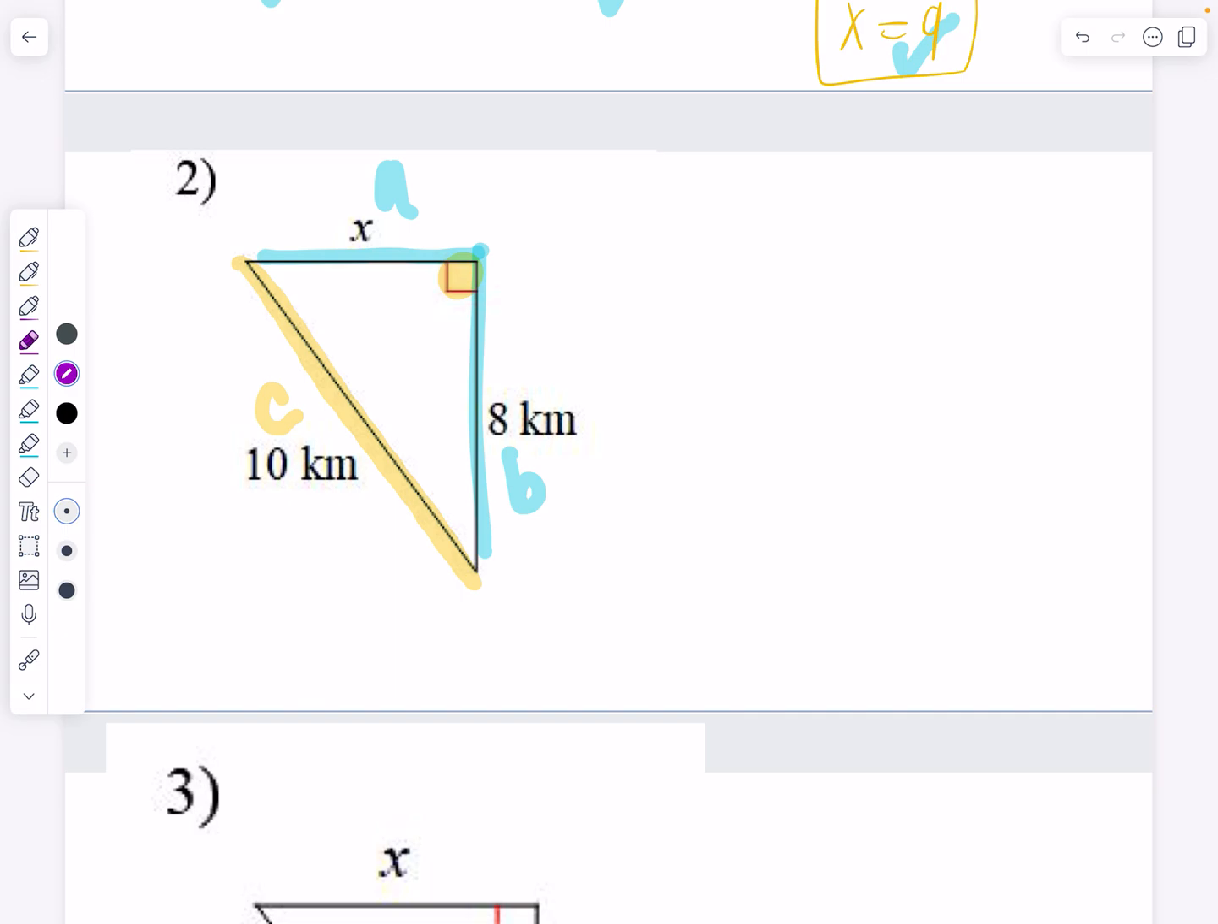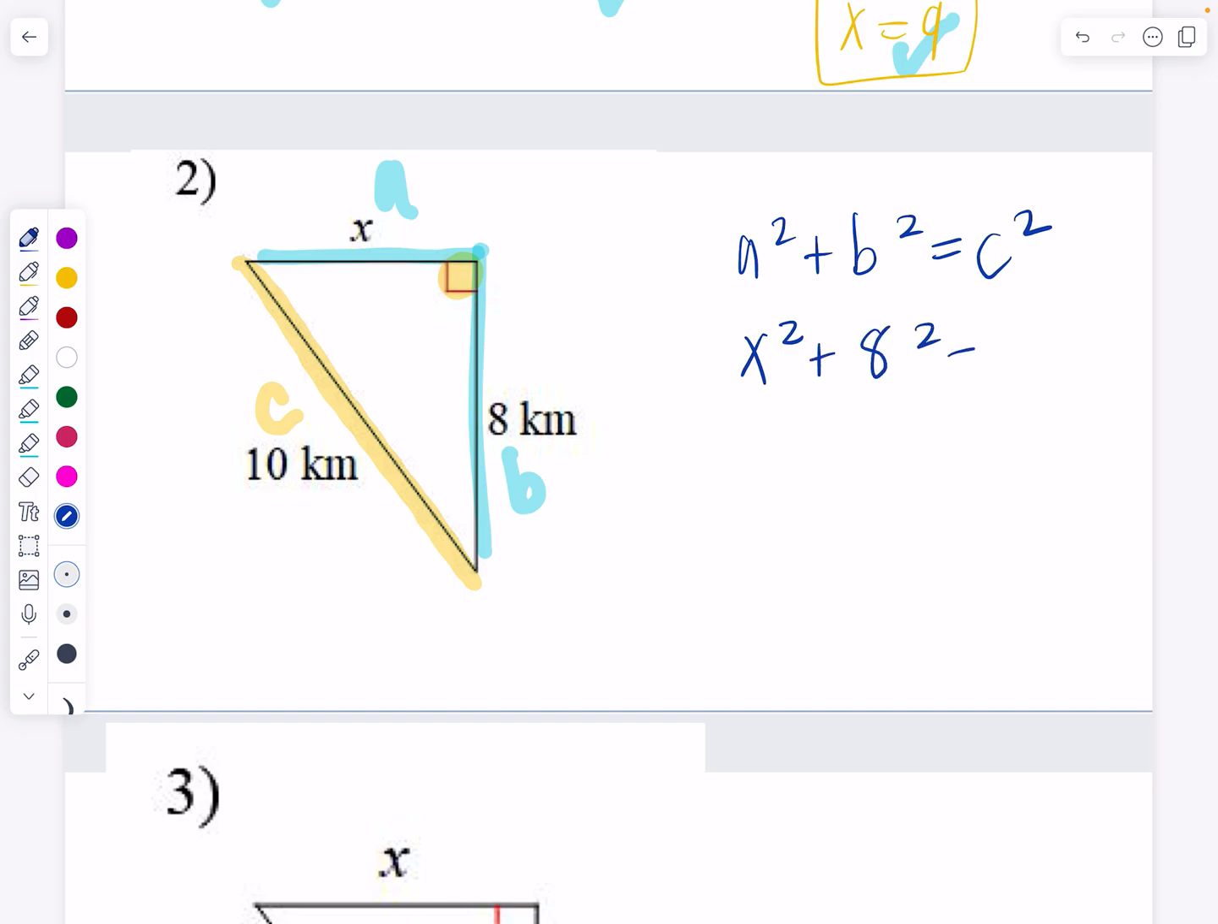And I'm going to plug that into the Pythagorean theorem, which says that A squared plus B squared is equal to C squared. So we're just going to plug in those pieces. X squared plus 8 squared is equal to 10 squared. So how do we get x squared by itself?